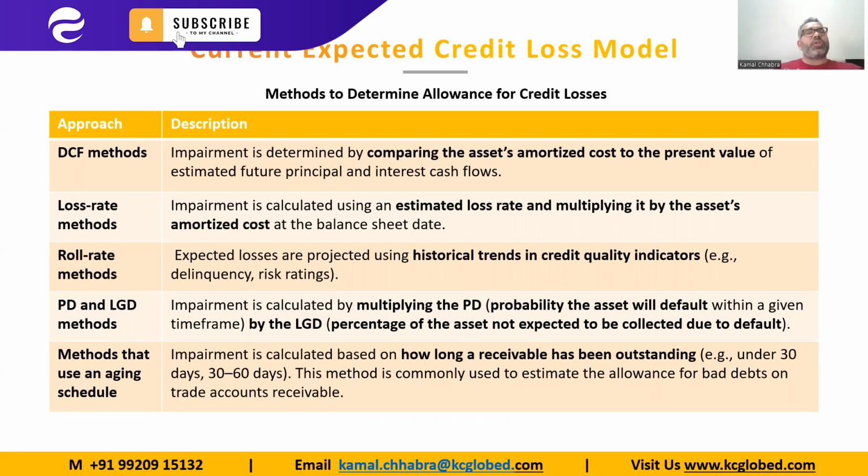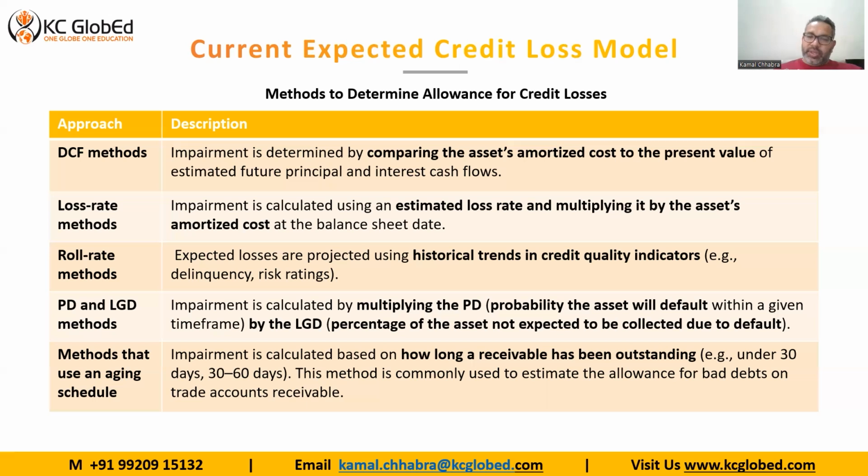First and foremost, or the most often used method, is the discounted cash flow method. That is called the DCF method. In the DCF method, impairment is determined by comparing the asset's amortized cost, that is book value, to the present value of the estimated future principal and interest cash flow. So how do you calculate the loss? Present value minus the book value, whatever is the difference is your estimated credit loss.